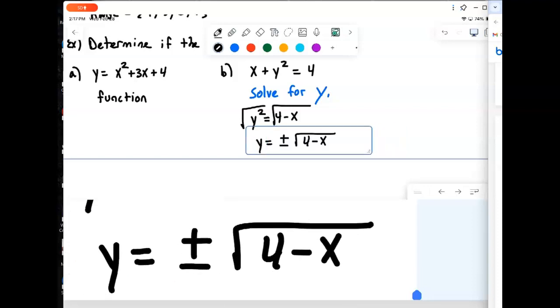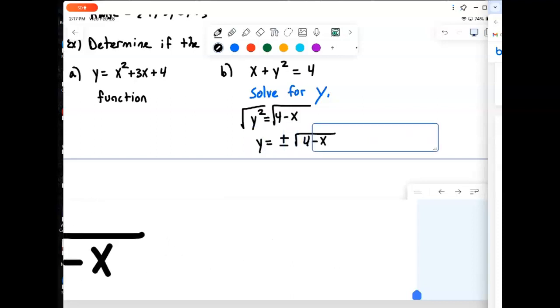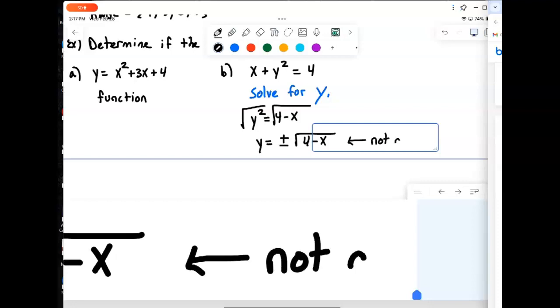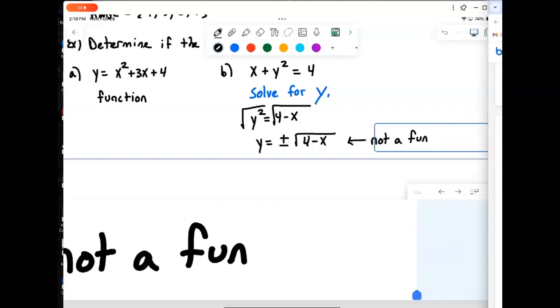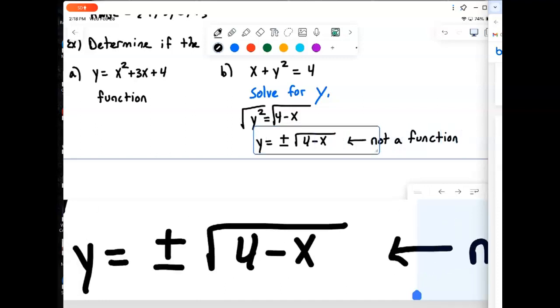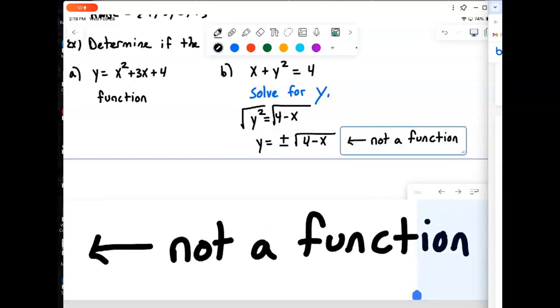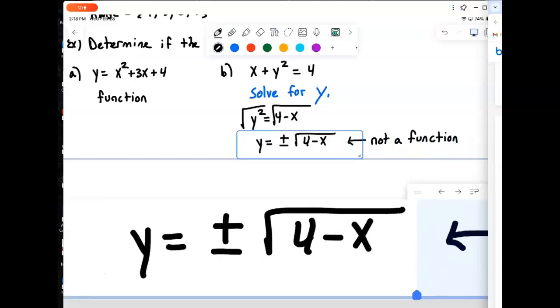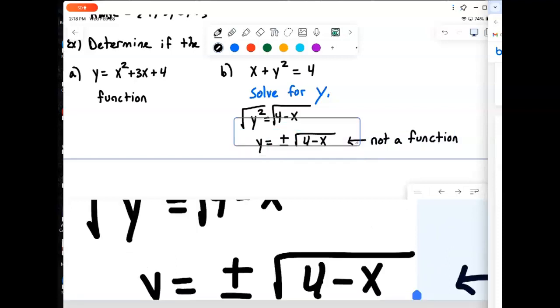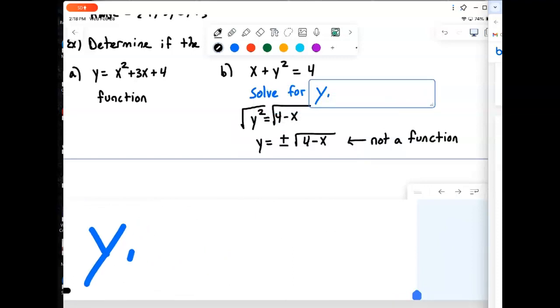And it's that plus or minus that's involved there that tells us that we're not dealing with a function. This is not a function. Because of that plus or minus that's slipped its way in there, this thing will not end up being a function. And so that's what we're going to look for. Can I solve it for y and have it just y equals without plus or minuses?